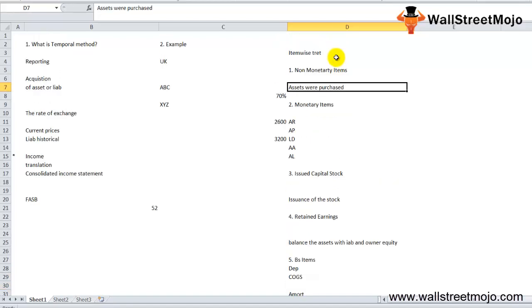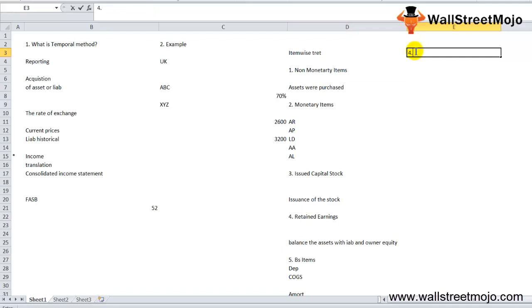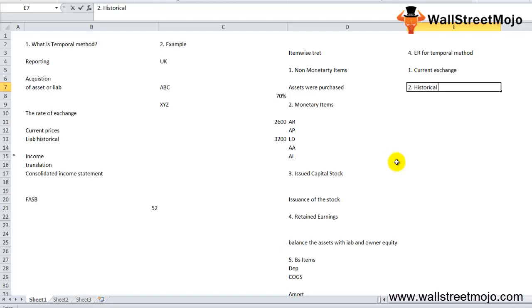Now, I'll take you to the next point of discussion, which is the exchange rates used for the temporal method. When we try and analyze this, there are certain exchange rates that are included in the translation methodology used in the temporal rate method of currency translation. The first one I'll discuss is the current exchange rate, which is the rate of exchange that exists on the date of the financial reporting. Then we have the historical exchange rate, which is the rate of exchange that prevailed on the date when the specific transaction took place.